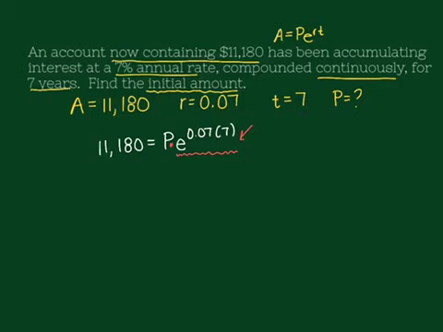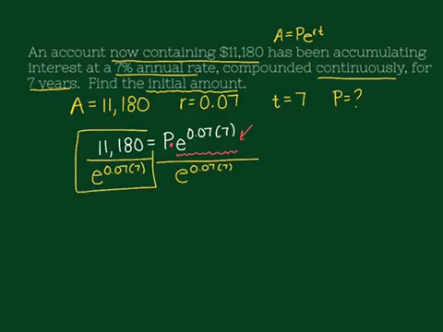So remember, we can undo multiplication using division. So if I divide by e to the 0.07 times 7th power, I will just be left with P on the right-hand side. And then I can just compute this in my calculator. So these will cancel, you can see, and I'm just left with P.